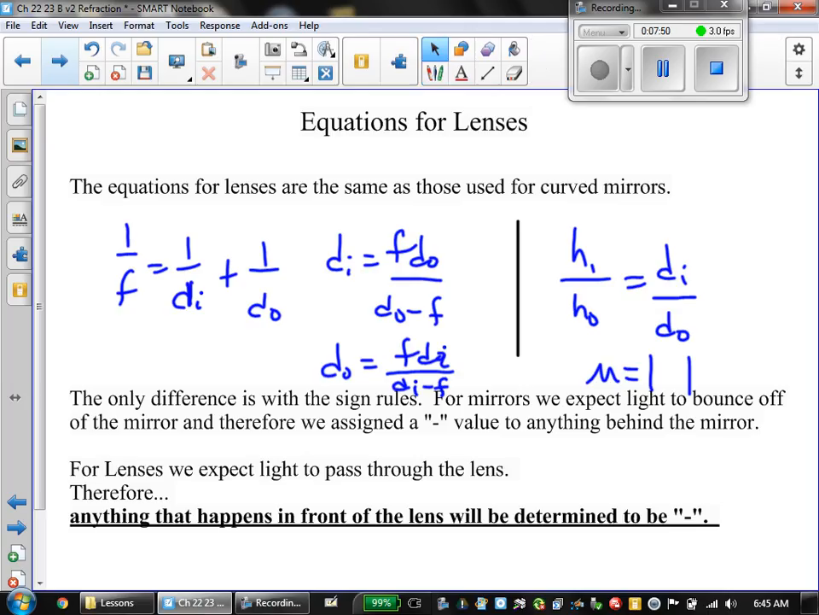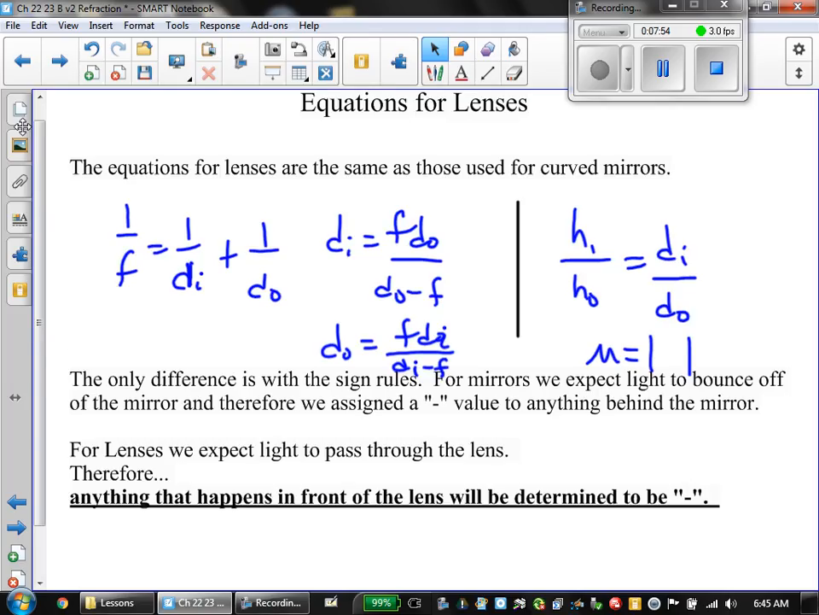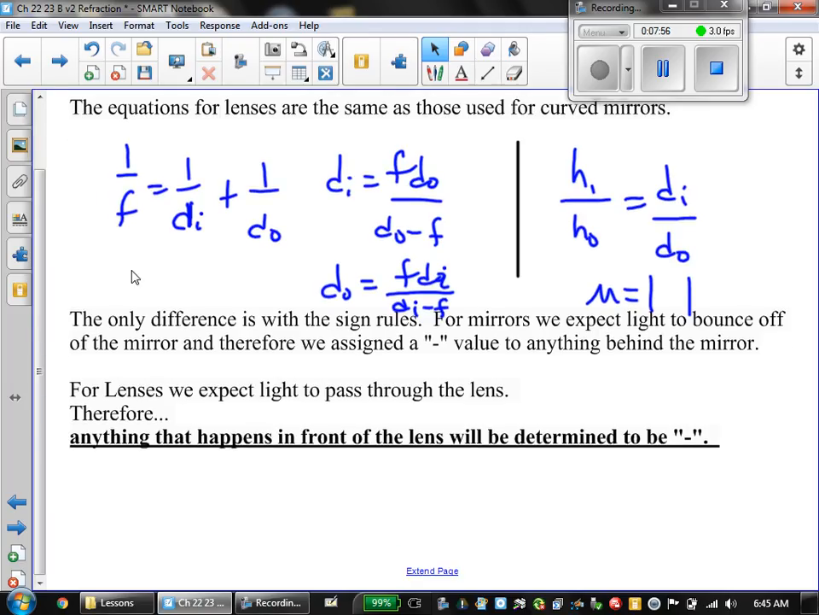Now, the only thing, as I mentioned a moment ago, the only difference with this are the sign rules. So with a mirror, I expect the light to bounce off the mirror, so things that happen behind the mirror are negative. For lenses, we expect the light to pass through the lens. Therefore, anything that happens in front of the lens will be determined to be negative.